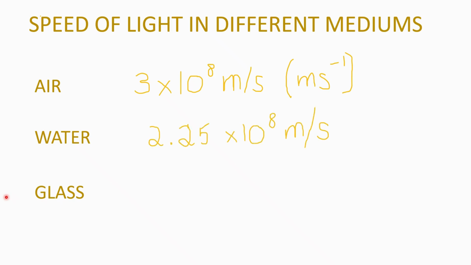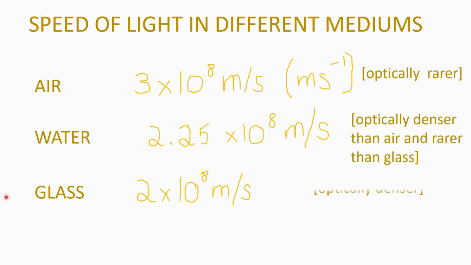Then we have water. The speed of light in water is 2.25 × 10⁸ m s⁻¹. The speed of light in water is less than in air, but it's more than in glass, because the speed of light in glass is 2 × 10⁸ m s⁻¹. So when we look at all these three different mediums, we can understand that the speed of light is maximum in air.